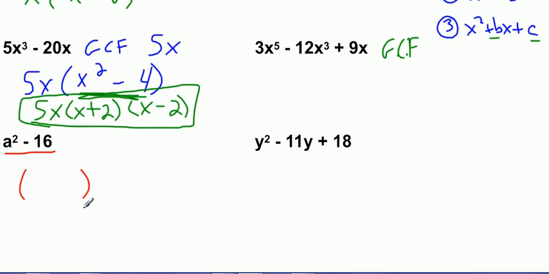I'm sorry, it's just the difference of squares. And again, once you realize it's a perfect square here minus a perfect square here, you can just fill in what it takes to make each perfect square. A times a is a squared. 4 times 4 is 16. Make one of them minus, one of them plus. It doesn't matter what order you do that. Right? That's the answer you have. Okay.